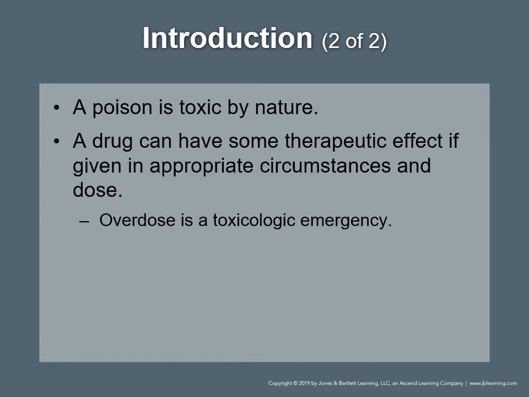A poison is a substance that is toxic by nature, no matter how it gets into the body or in what quantities. At minimum, it will make a person ill. At worst, it will kill a person. A drug is a substance that has some therapeutic effect when given in the appropriate circumstances and dose. Examples: reducing inflammation, fighting bacteria, or producing euphoria. Whether licit or illicit, when a drug is taken in excess, a person is said to have overdosed. Overdose is a toxicologic emergency. The person has been poisoned.